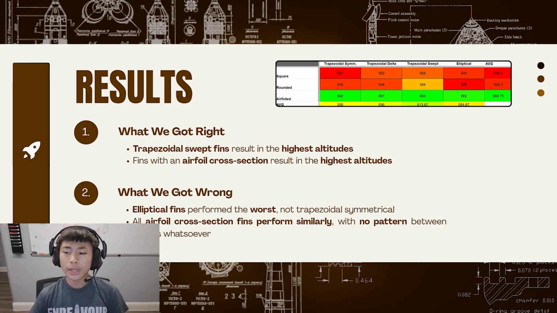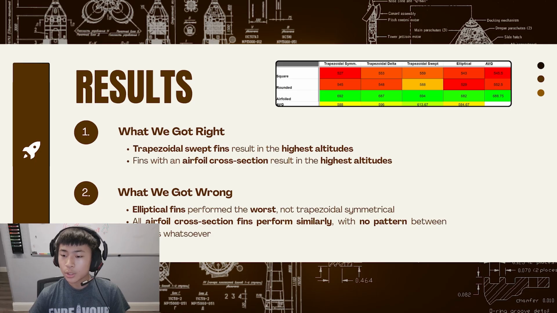Two things that we got right were the best performing fin shape and the best performing fin cross-section. We accurately predicted that the trapezoidal swept fin shape would perform the best out of all the fin shapes, and we also accurately predicted that the airfoil cross-section would perform the best out of all the cross-sections. On the other hand, we failed to accurately predict the worst performing fin shape, and we also encountered a strange anomaly that we did not expect, that airfoil cross-section fins have no pattern in performance whatsoever, no matter the shape of the fin.